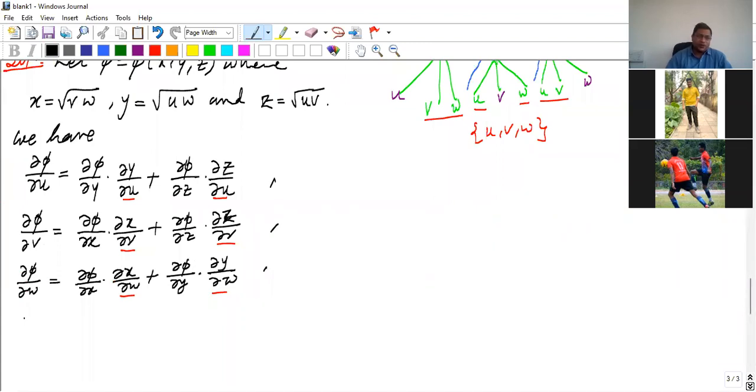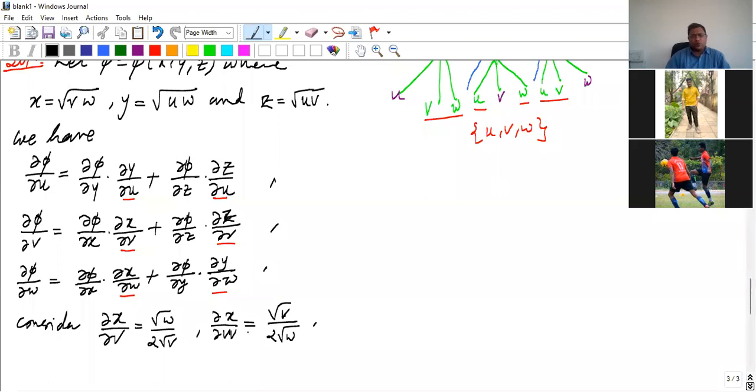Okay, so consider the derivative of x with respect to v. Can I write this as root of w upon 2 root v? Are you getting the derivative of x with respect to v? Yes, sir. Okay, because here root of w is going to be constant. So root of v we have to differentiate, and that is going to be 1 upon 2 root of v. Now, if I consider the derivative with respect to w, then v is going to be treated as a constant, and the derivative of root of w is 1 upon 2 root of w.